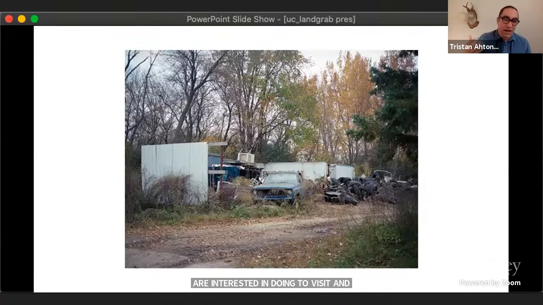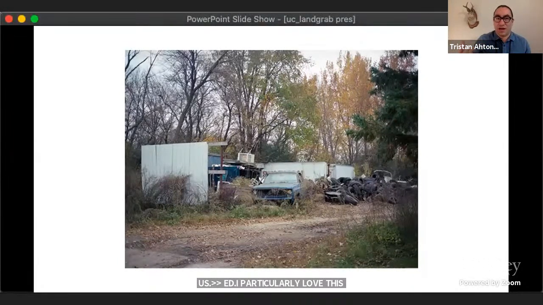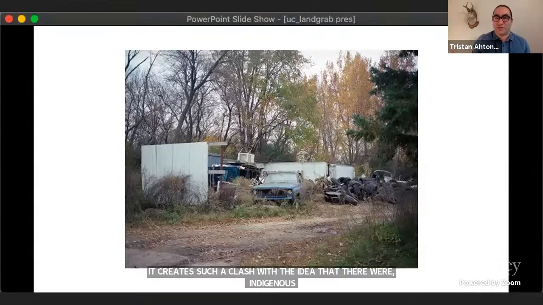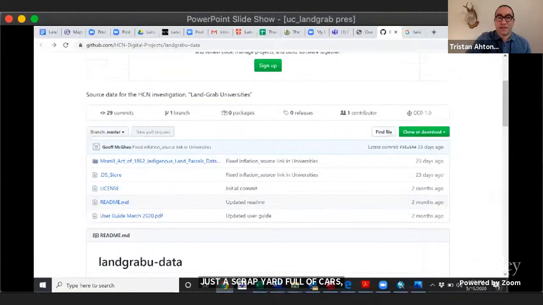How it's being used. I particularly love this photo because it creates such a clash with the idea that Indigenous caretakers have cared for this land for so long, and now it's just a scrapyard for old cars, ceded by treaty and by force. And this data here can be used in a ton of ways. This is the raw data, and I'll turn it over to Bobby to talk a little bit more about that.